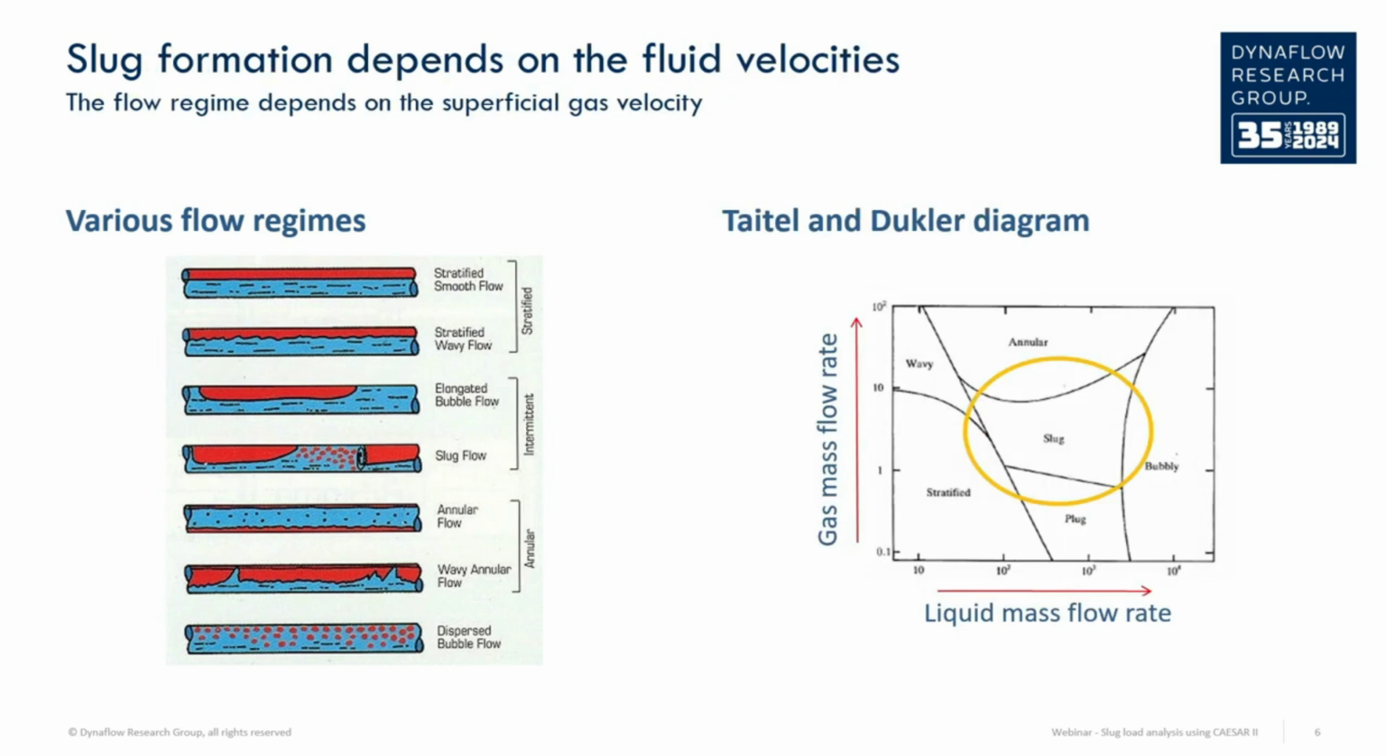The formation of these slugs therefore depends on the relative gas and liquid flow velocities. For low velocities in horizontal pipes, the flow is fully stratified, and for higher velocities, slugs may form. As you can see from the diagram on the right, there are other possible flow phenomena when two-phase flows are present in piping, but these will not be discussed in this webinar.